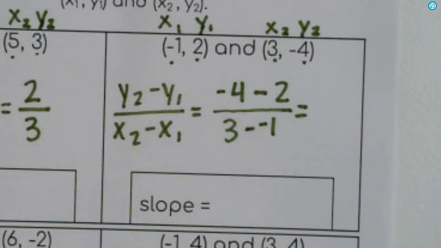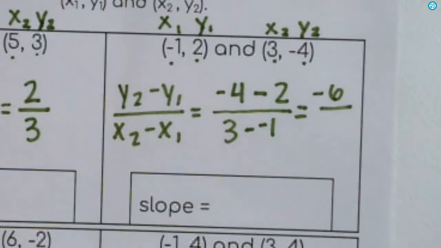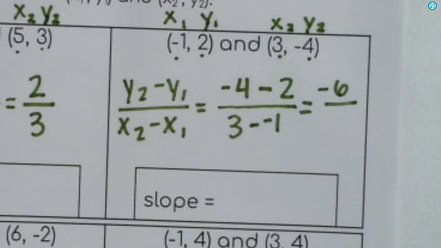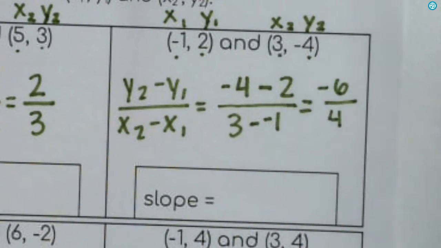Okay. From there, we just have to do the math. Negative 4 minus 2 on top is negative 6. And then on bottom, 3 minus negative 1. Subtracting a negative is the same as adding. So 3 minus negative 1 means the same thing as 3 plus 1, which is 4. And I've got negative 6 over 4.